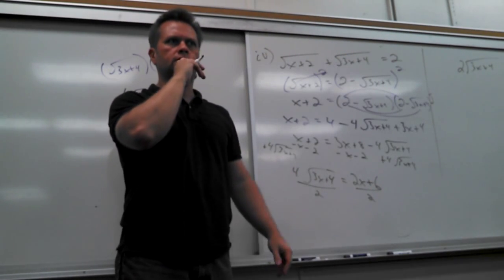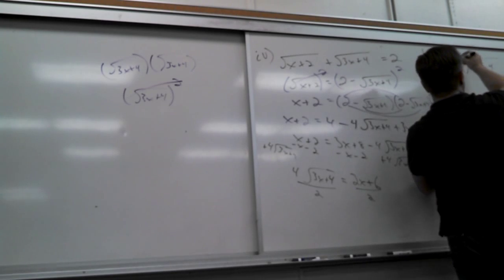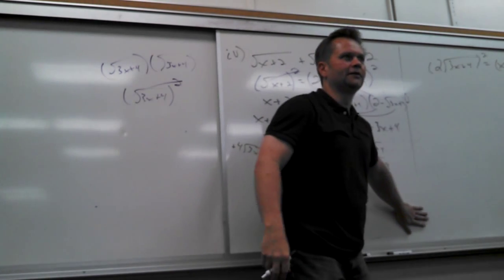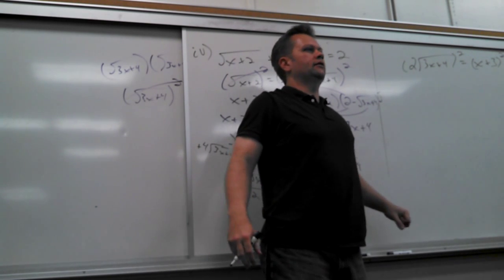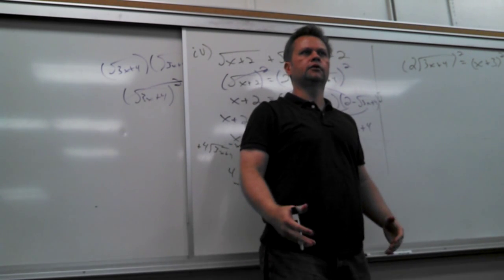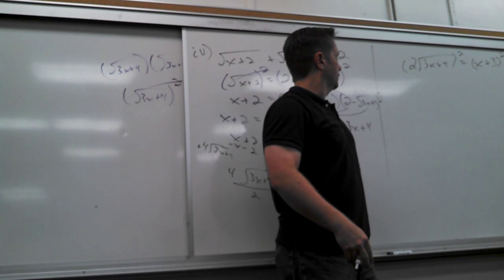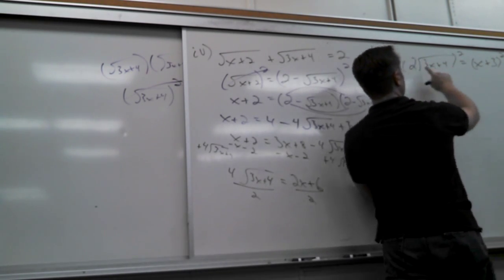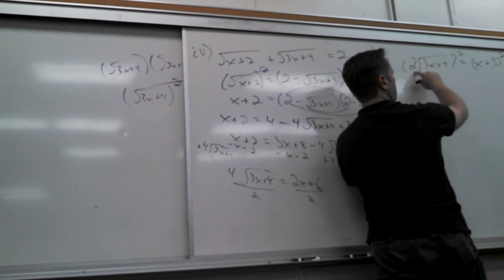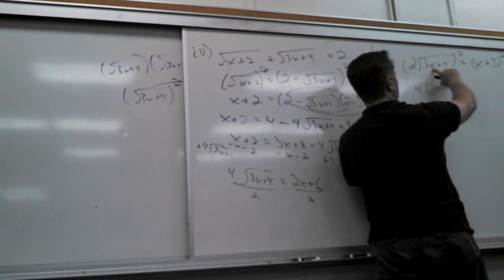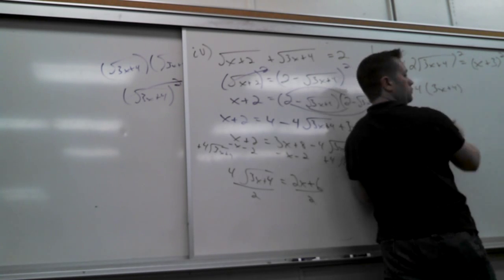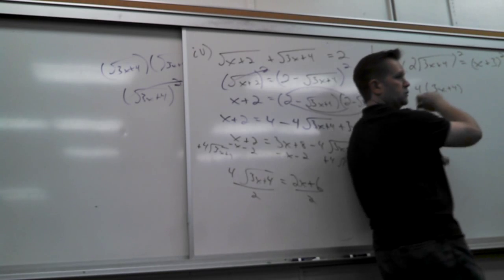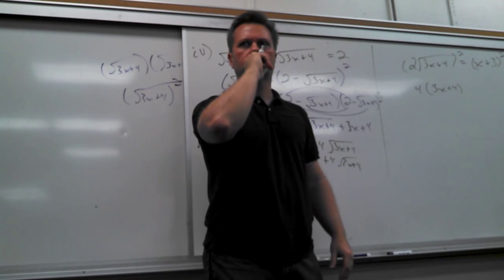Now square both sides. Wait a minute. Is this the same problem? Yes. Totally is. So what do I get when I square this? 2 times 3. Oh, it's 4. 4 times 3x plus 4. Is that cool? 2 squared is 4. Radical 3x plus 4 squared is 3x plus 4. The radical and the square cancel.